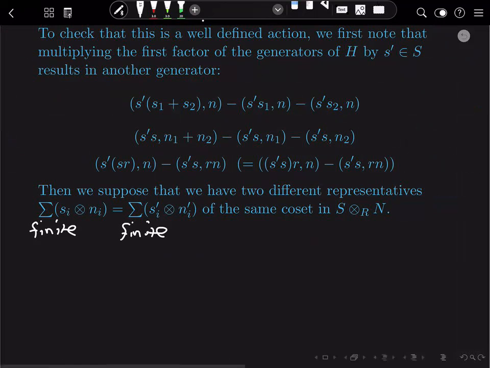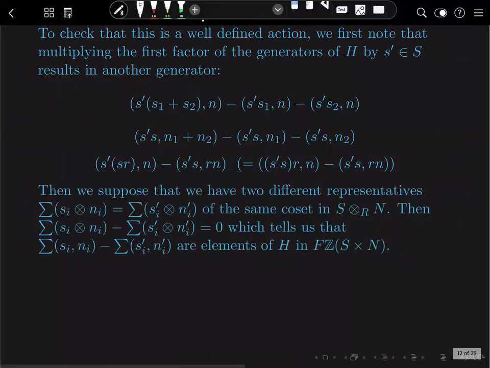It shouldn't be the same coset, just the same element. Now we want to act on this through what we just defined, right? So we want to show that the action, if we multiply this by s and multiply this by s, that they'll still be equal. So that's what we want to prove, if that equality still holds.